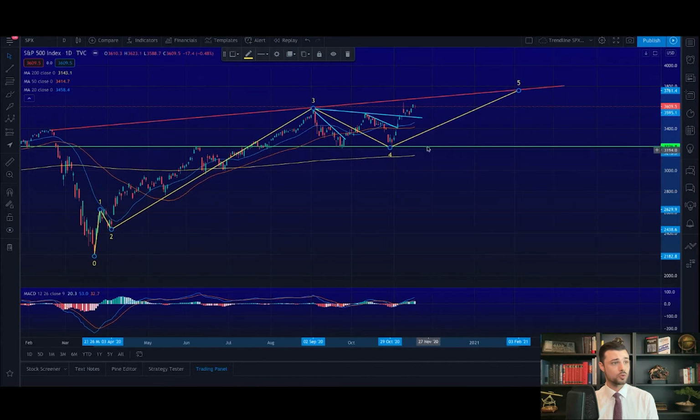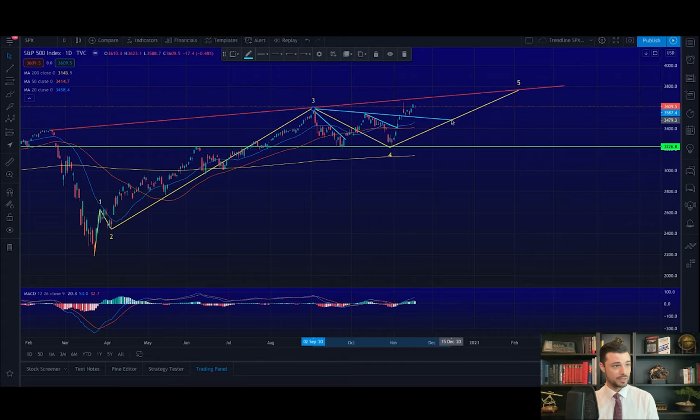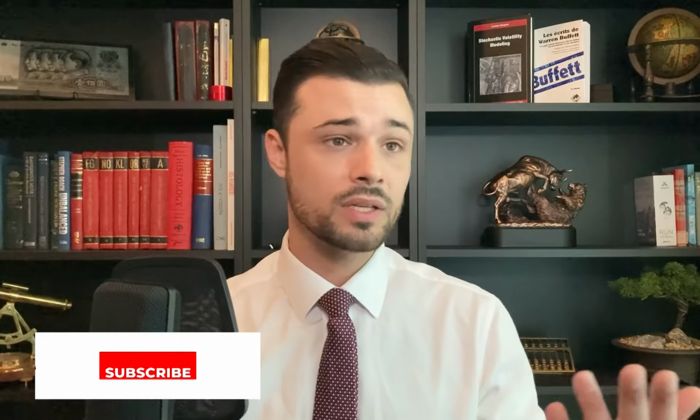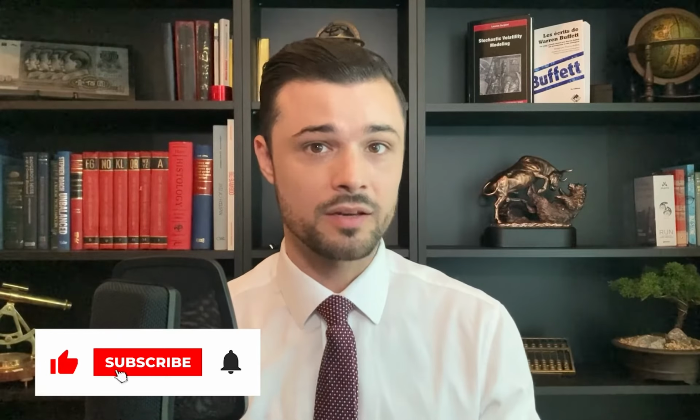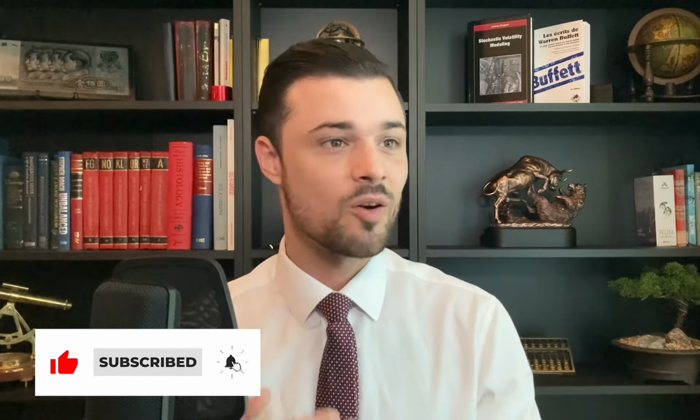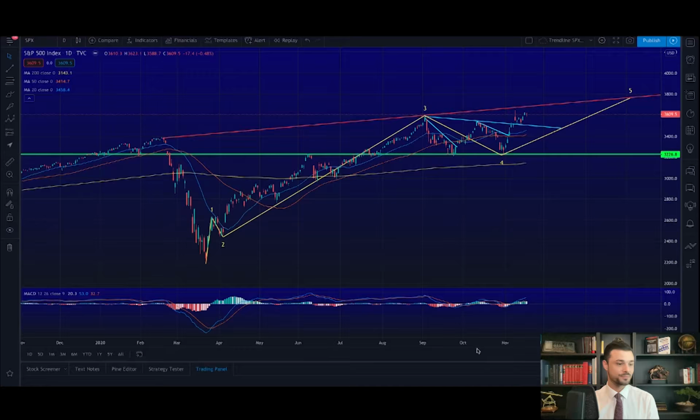And this would be invalidated if we break this blue trend line that is here. That is actually the upper band of my 4th wave. So if we trade below roughly 3,500, I would reconsider my analysis and maybe I would do things differently. So what kind of trade can we make here? Because this is what we are interested in. What kind of trade can we make?